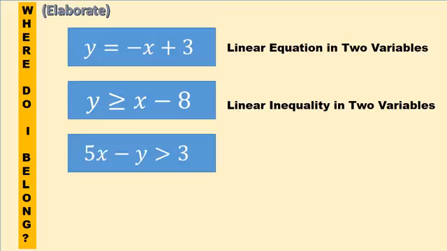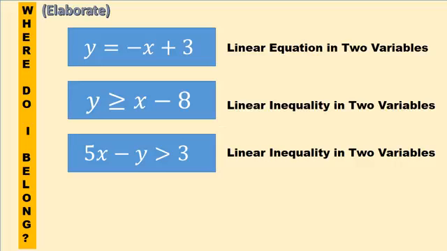Next given. 5x minus y is greater than 3. Your time starts now. Did you have your answer? Let us check it out. What is your answer now? Excellent! You've got a right answer. It belongs to linear inequality in two variables because it uses the sign greater than.